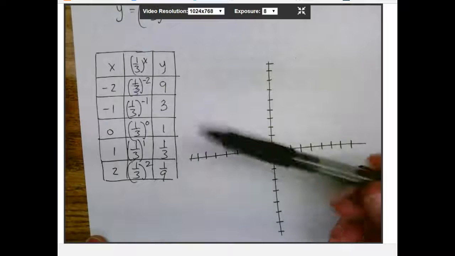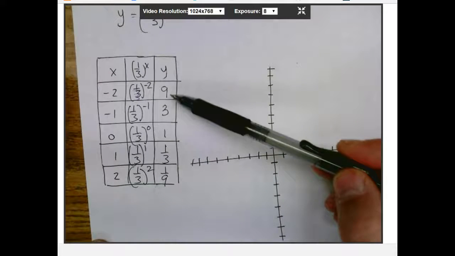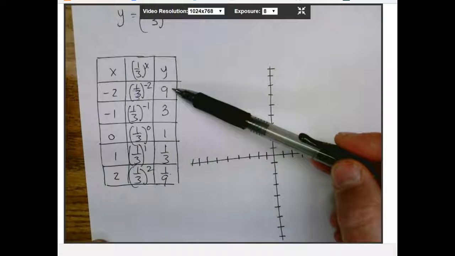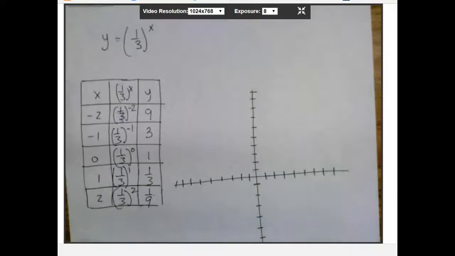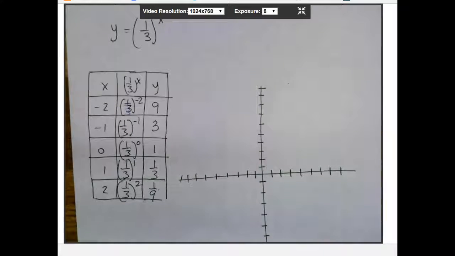And this is really, if you remember, we did the exponential growth. We started with 1/9, and we end up with 9 on the bottom. This way it gets switched because of the fraction. So let's go ahead and plug these points in, and we'll be done.